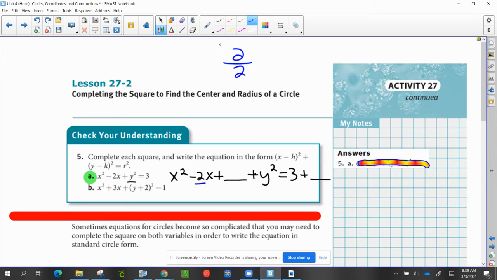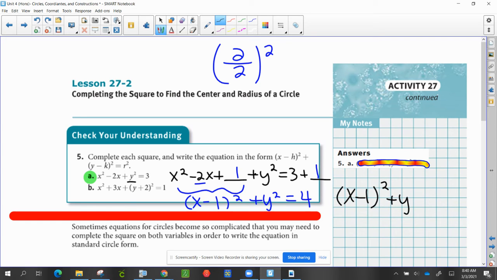Well, half of 2 would be 1. 1 squared is 1. So 1 completes the square. The whole point is to turn that trinomial into a quantity squared. So it's x, always the same sign, so minus, and it's always half the middle term. So we're going to have x minus 1 squared. Bring down the y squared, we already got that. And then 3 plus 1 is 4. So there is our equation. Let me rewrite it over here so we can see it a little better.